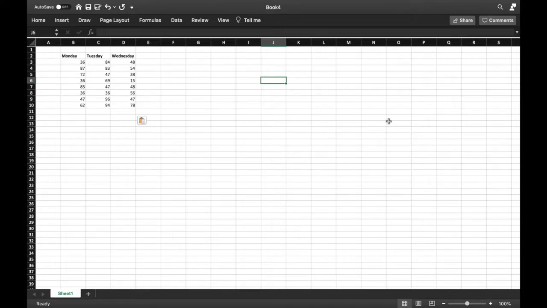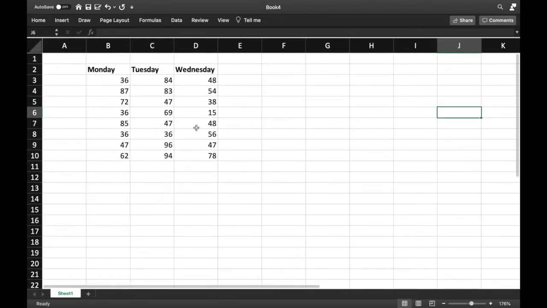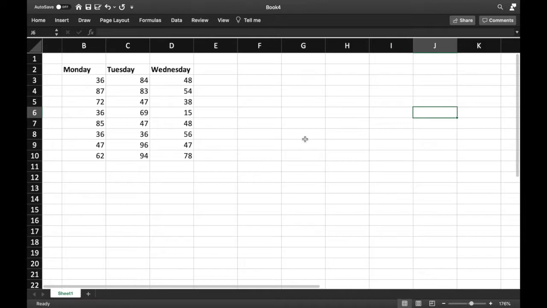Hi everyone, I will be teaching you how to use Microsoft Excel in order to do descriptive statistics. And we will be working around these data values that we see here. So I'm going to zoom it in. All right, so the first thing you need to do is to make sure that you have the right tools in order to do descriptive statistics.